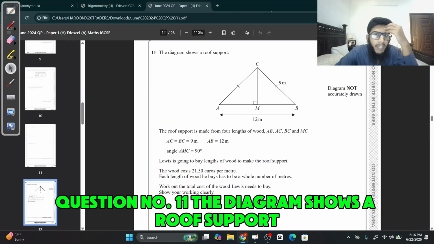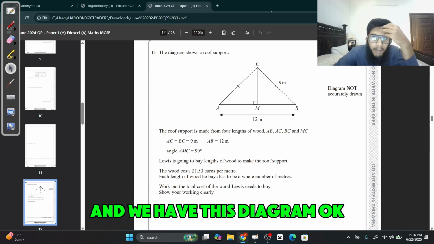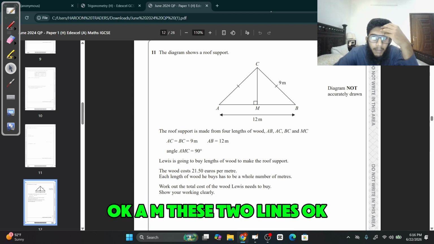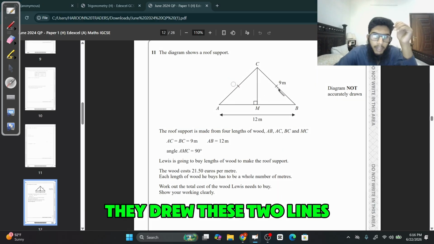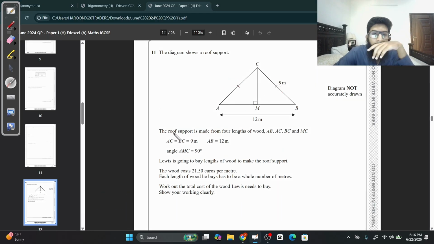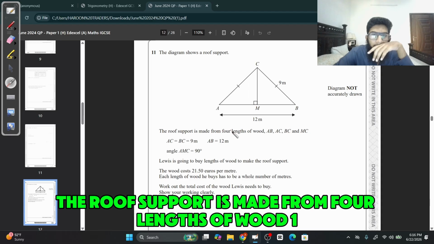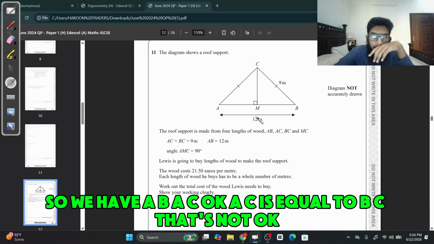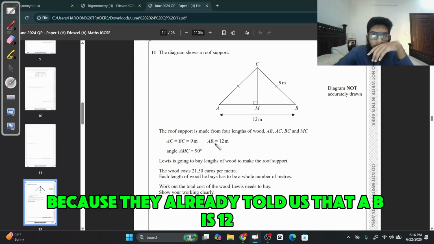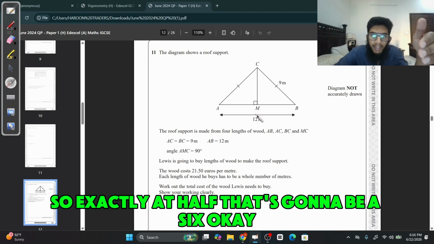The diagram shows a roof support. And we have this diagram. Okay, these 2 lines are basically the same. They drew these 2 lines, that means that's also 9. The roof support is made from 4 lengths of wood: 1, 2, 3, 4. AB, AC, BC, and MC. Okay, AC is equal to BC. That's 9, they already told us that. AB is 12, so exactly at half, that's going to be 6.